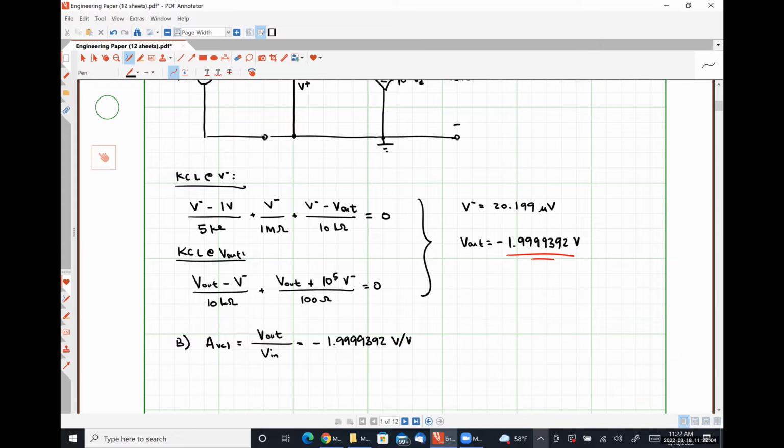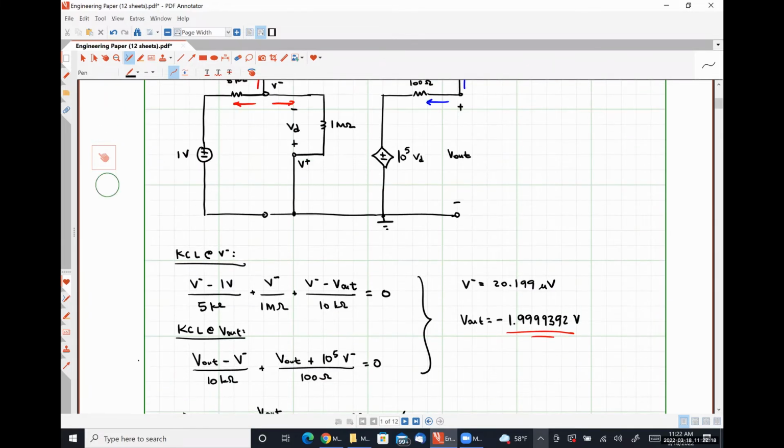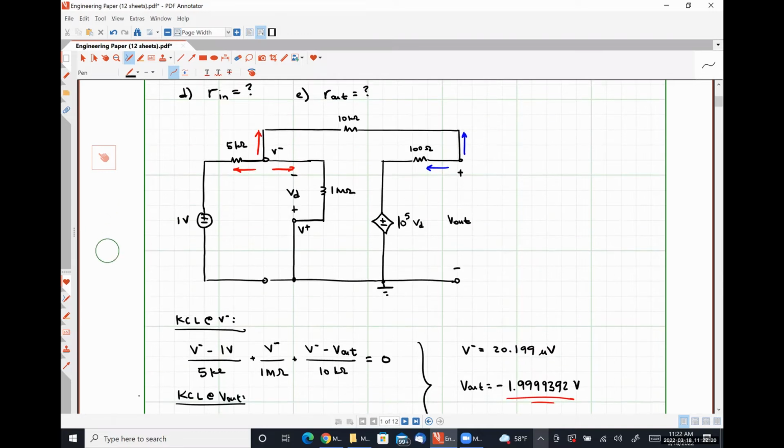Our closed loop voltage gain here is significantly smaller by several orders of magnitude than our open loop voltage gain. It is not a coincidence that it is related to the ratio of these 2 resistors, which we will discuss more formally in a little bit.